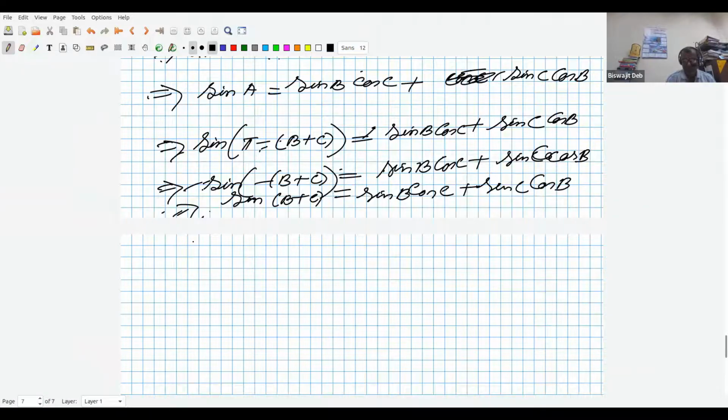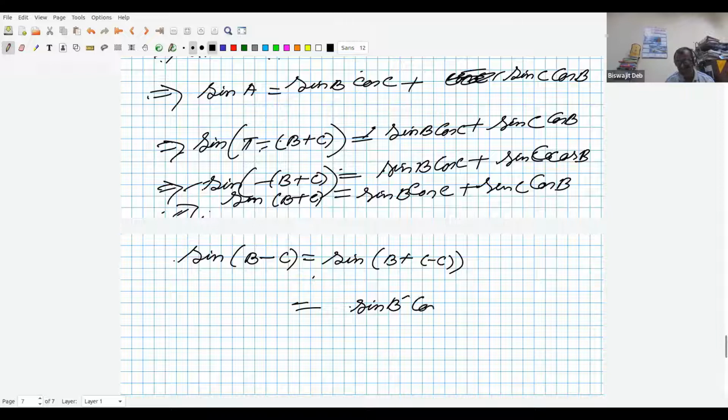Okay. So likewise, if I want to write now sine of B minus C, what will it be? I can write it as sine of B plus minus C. And if I replace C with minus C, as you know, cos of minus C is cos C. So it will be sine B cos C. Now sine of minus C is minus sine C, so it will become minus sine C cos B. So this is the formula for sine of B minus C.